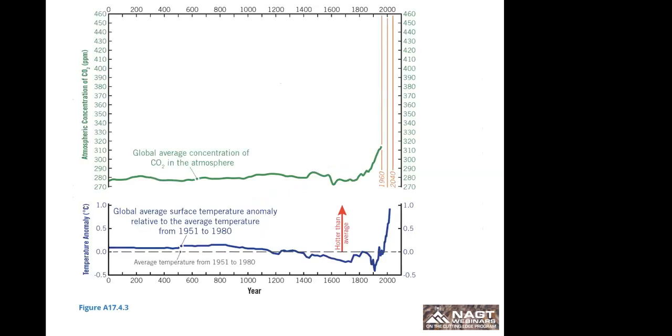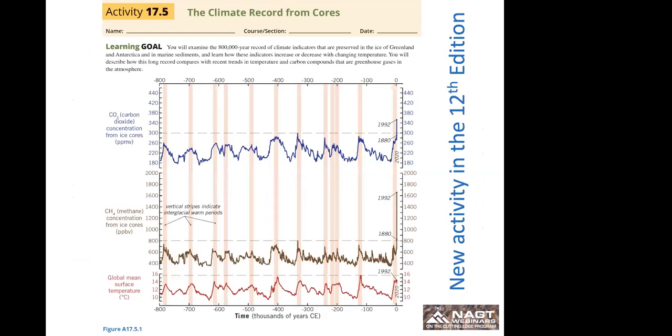Then students work with CO2 data from ice cores up to about 1960. And then they add the Keeling curve from Mauna Loa to extend the green CO2 curve for the years since 1960. In the fifth activity, students look at the CO2 and methane data from ice cores and the associated global mean surface temperature data to understand their temporal correlation and explore the changes in the curves since 1992.